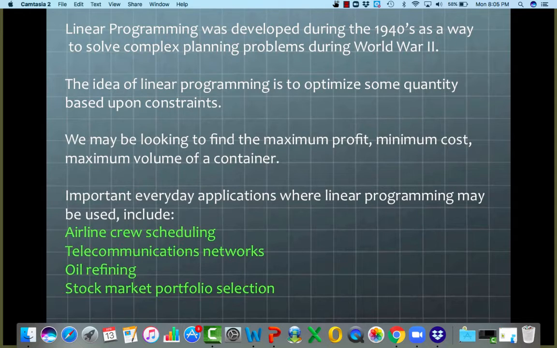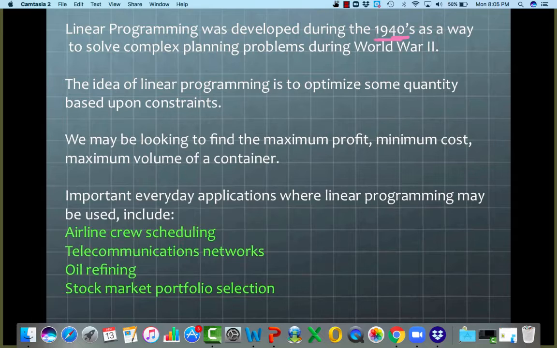So the history of linear programming was actually developed during World War II in the 1940s as a way to help them with their planning when they were sending different pieces of equipment in all kinds of different places. So they had lots of scheduling they had to worry about. So they used linear programming to help with that.